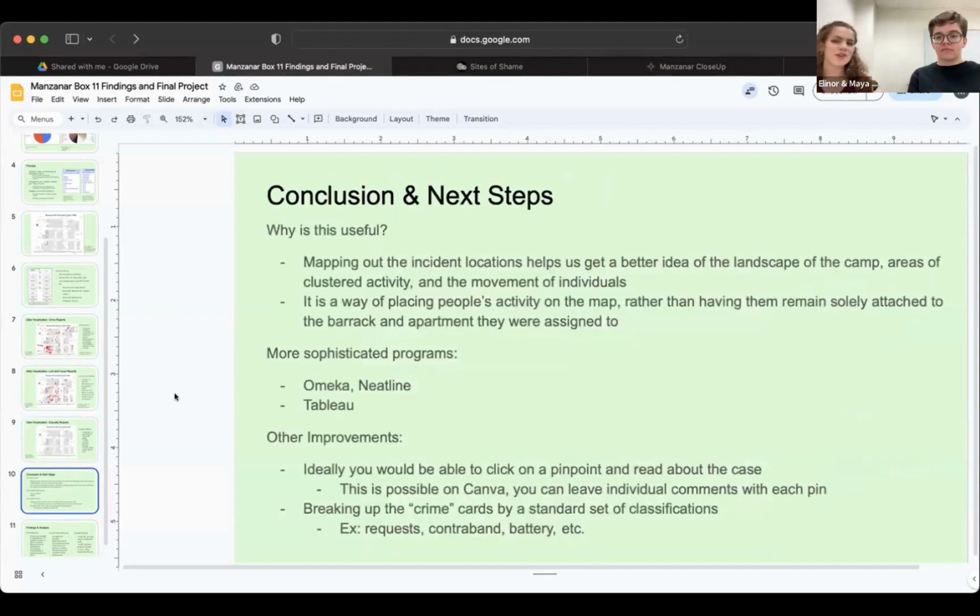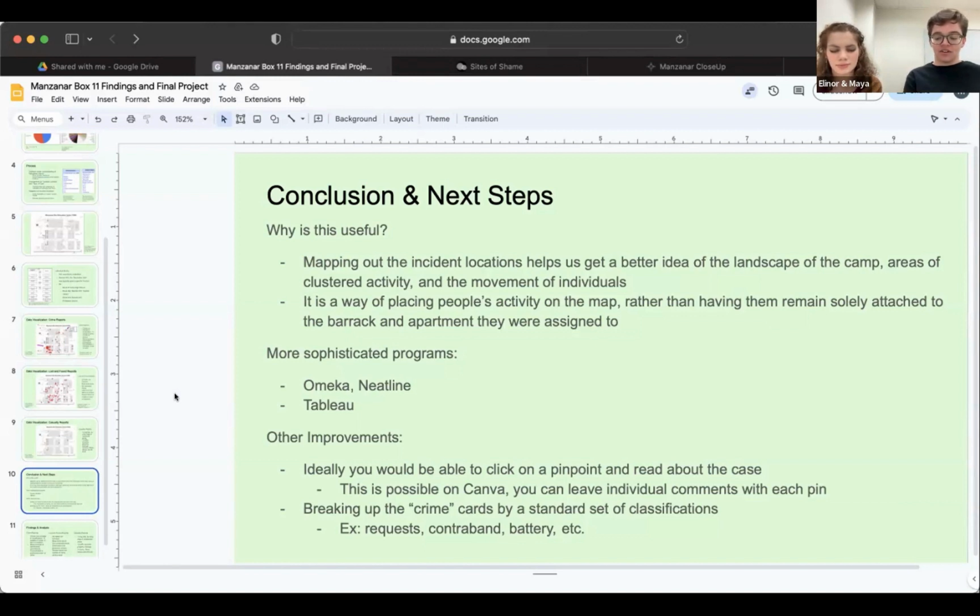All right, in terms of our concluding page. So why is this useful? We wanted to map out incident locations because it gives us a more dynamic view of the data on Manzanar. We get to see activity and travel in the maps where people were walking, working, learning, losing items.